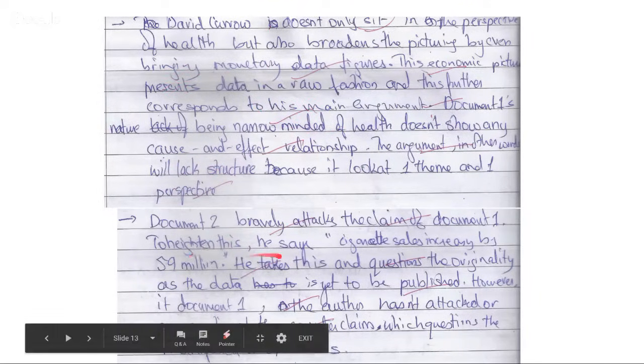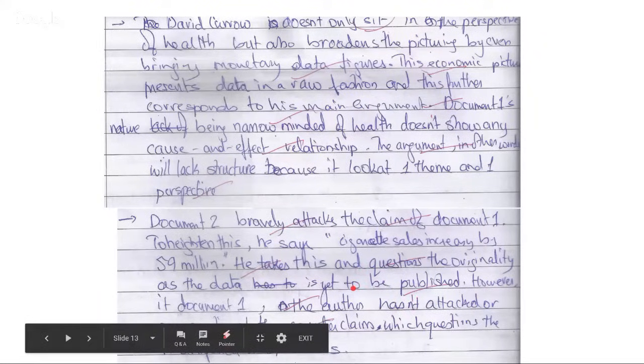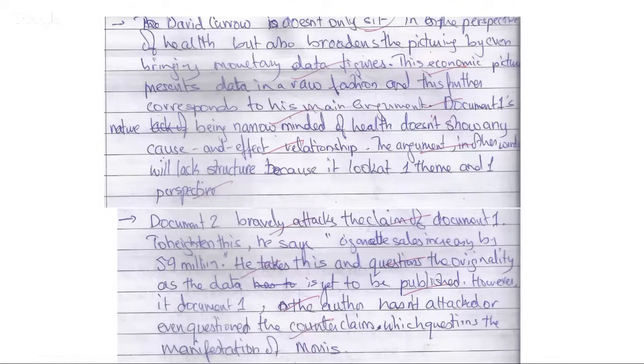Next, document 2 bravely attacks the claim of document 1. To heighten this, he says cigarette sales increased by 59 million. He takes this and questions the originality as the data is yet to be published. However, in document 1, the author hasn't attacked or even questioned the counterclaim, which questions the manifestation of Morris. So by now you can see that the candidate is using a lot of fancy words: manifestation, bolstering, heightening, rationalizing, theorizing.